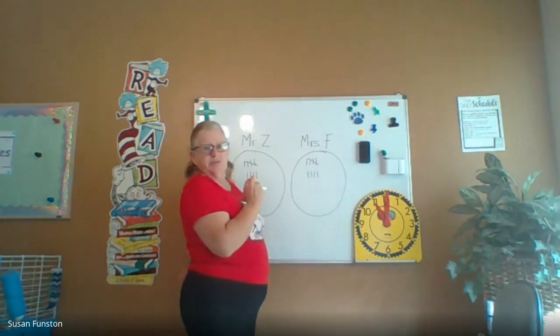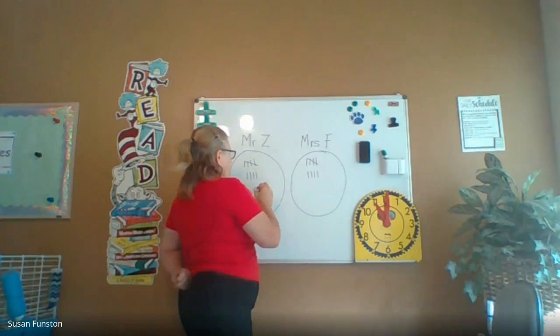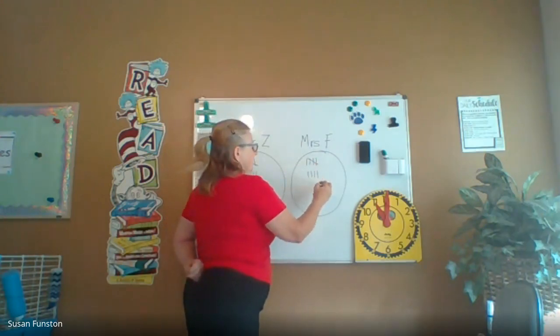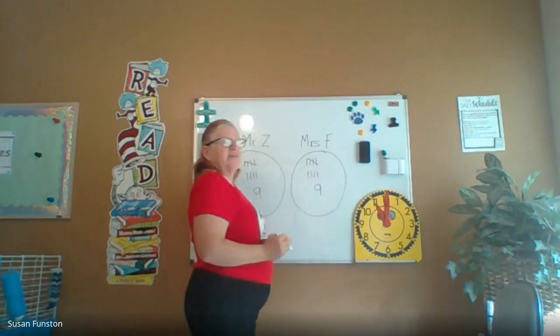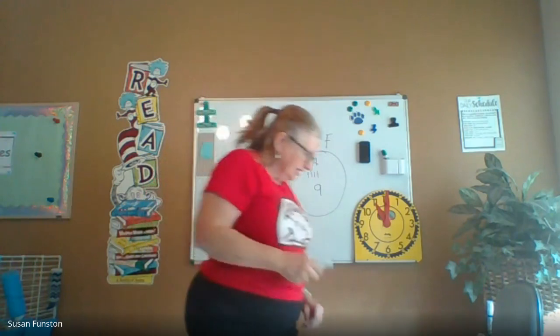So do I have equal groups? Let's see. 5, 6, 7, 8, 9. I have 9 markers here. 5, 6, 7, 8, 9 markers here. So how many new markers did Mrs. Funston get? 9 new markers.